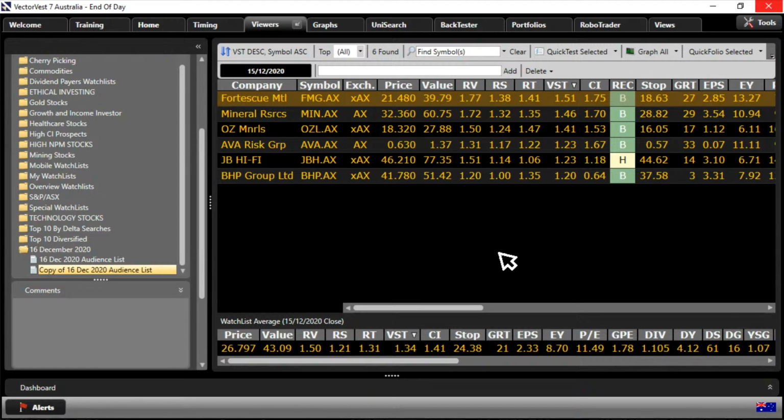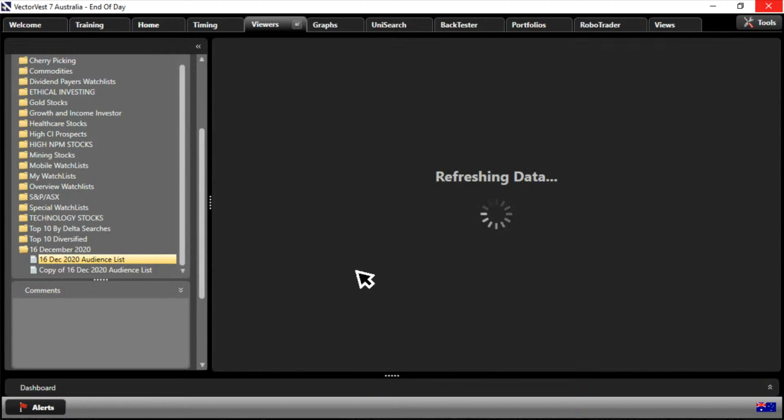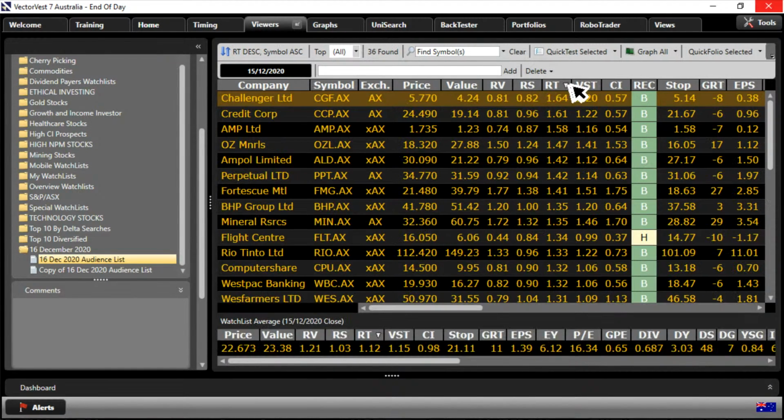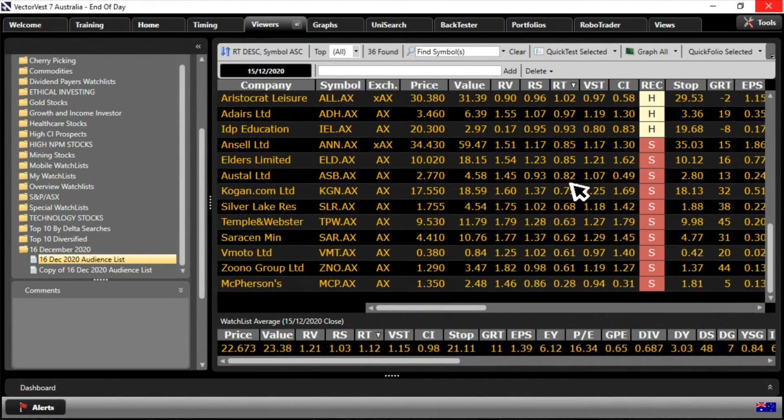So if you're new and you're coming in looking at VectorVest for the first time, build yourself a watch list. Plug in all your stocks. It doesn't matter whether you own them or have owned them or want to own them. Just put them in and run through that analysis again. So let's do a quick recap. The first step, and we'll do it from the audience list here. Let's do it again. RT. Populate your list, get in here, RT, anything below 1.